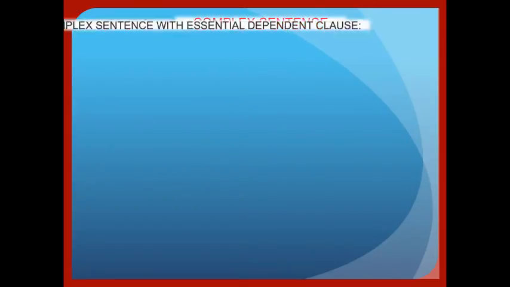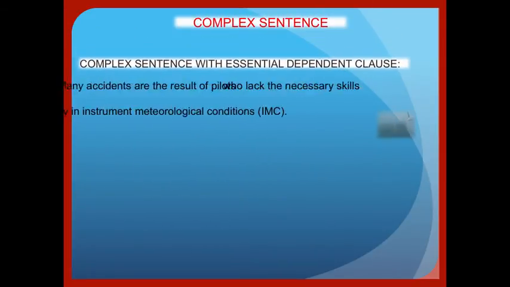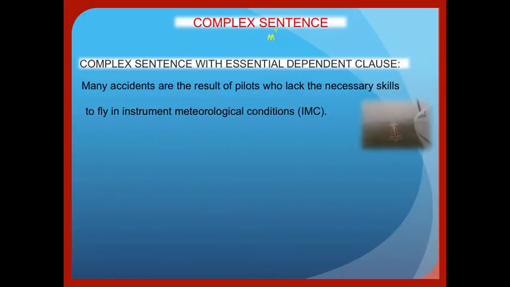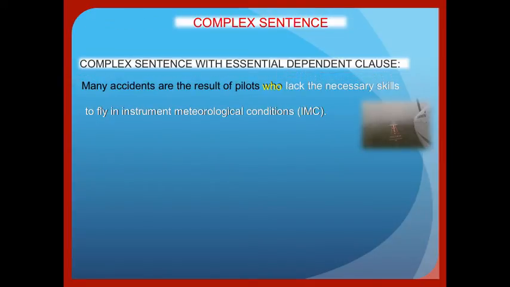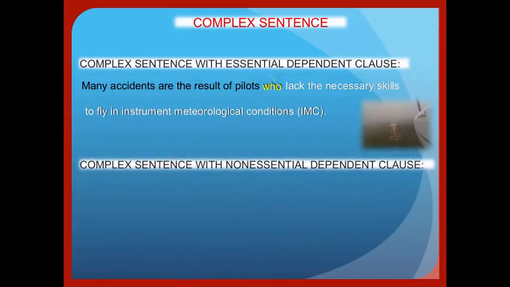An example of a complex sentence with a relative pronoun is, many accidents are the result of pilots who lack the necessary skills to fly in instrument meteorological conditions, IMC. The relative pronoun who begins the essential dependent clause. Essential dependent clauses add information to ambiguous nouns. It tells the reader who or which of the pilots can cause many accidents.